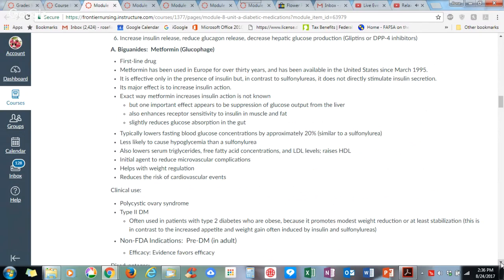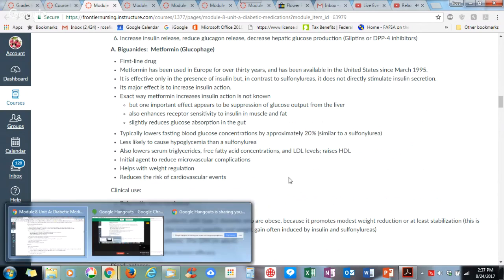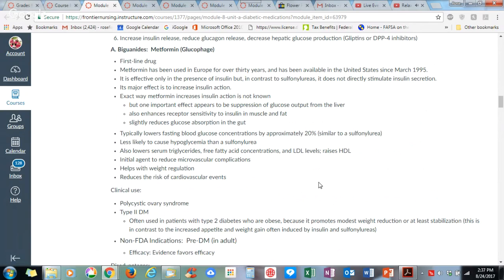The exact way metformin increases insulin action is not known, but one important effect appears to be suppression of glucose output from the liver. It also enhances receptor sensitivity to insulin in muscle and fat, and slightly reduces glucose absorption in the gut. It typically lowers fasting blood glucose concentrations by approximately 20%, which is similar to sulfonylurea. It is less likely to cause hypoglycemia than a sulfonylurea.